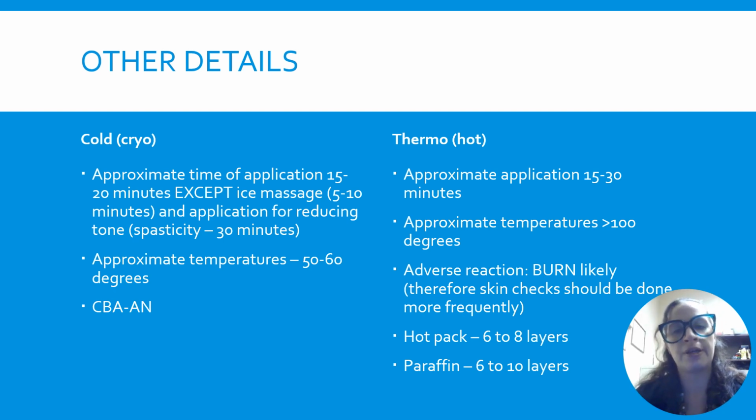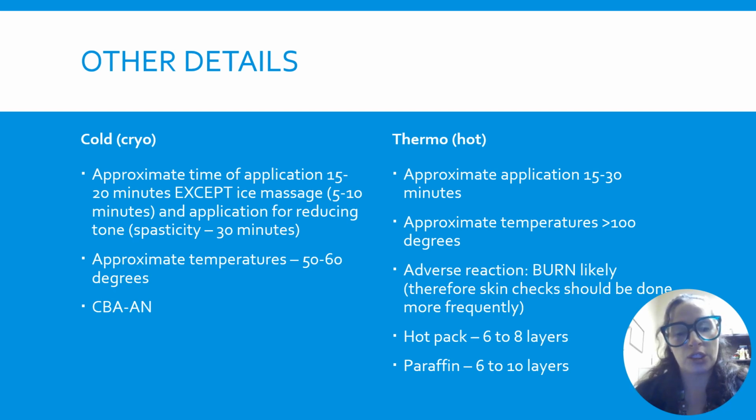Approximate temperature for your cold stuff is around 50 to 60 degrees. Approximate temperature for your hot stuff is over 100 degrees. Again, I'm not giving you specifics. I'm giving you generalizations so you can be able to pick them out in your boards if you have options A, B, C, D. If you think about what our body temperature is, about 96 to 98 Fahrenheit, then you're probably not gonna go too much lower than that, which is why you go around 50, 60.